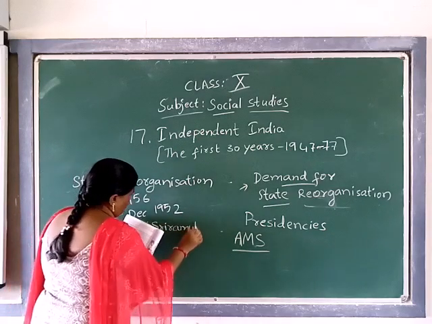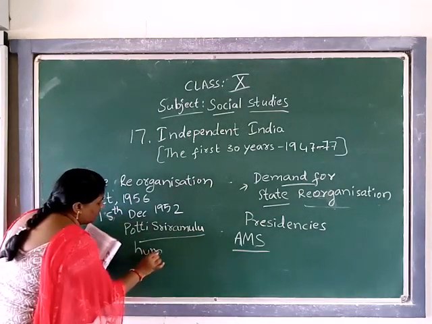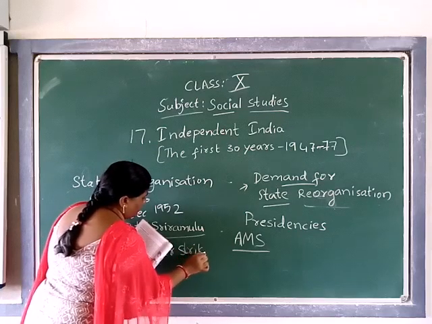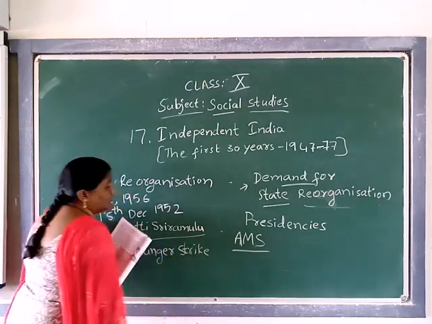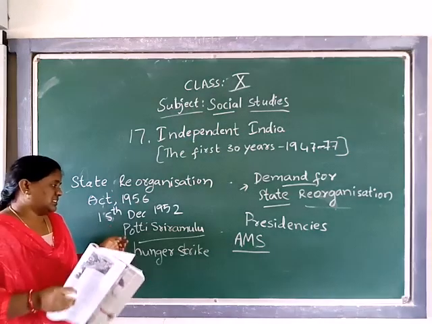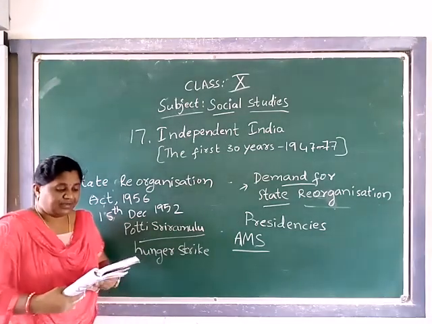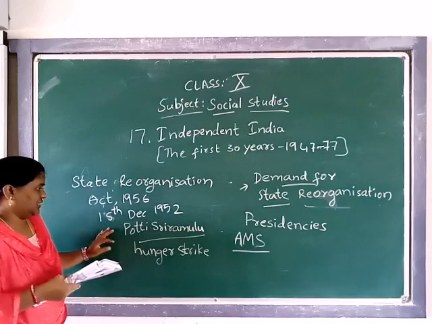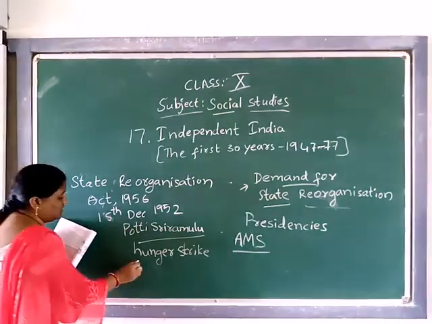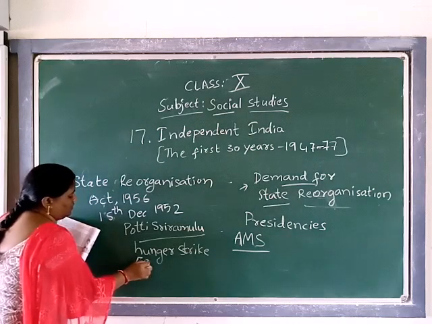What did he do? A hunger strike. A hunger strike means he does not eat food. As with our Telangana formation time, even Chandrasekhar Rao did it for some days, right? Same like that, previously Potti Sriramulu did a hunger strike. It went on for some days. So on 15th December 1952, he died after 58 days of fasting. How many days did Potti Sriramulu fast? 58 days of fasting. After fasting he died.